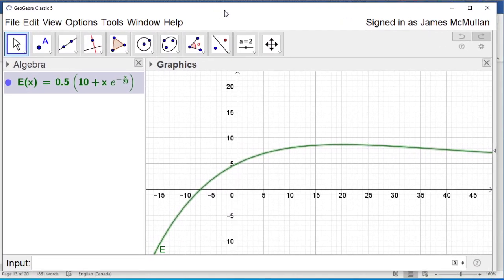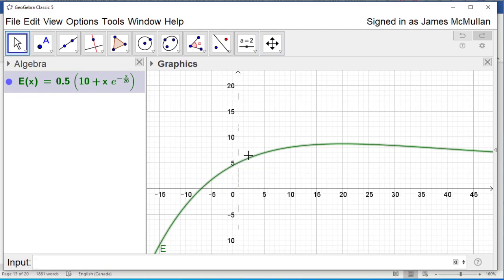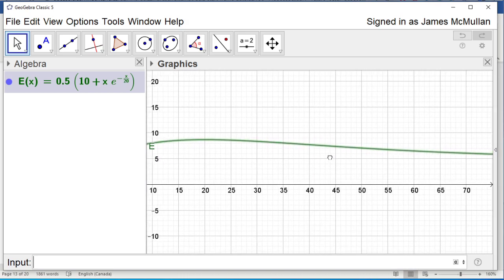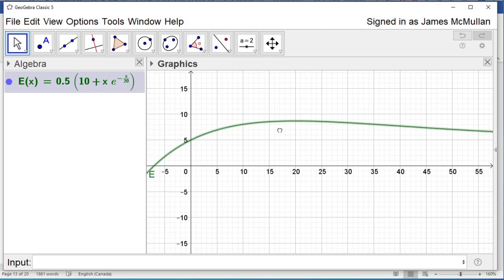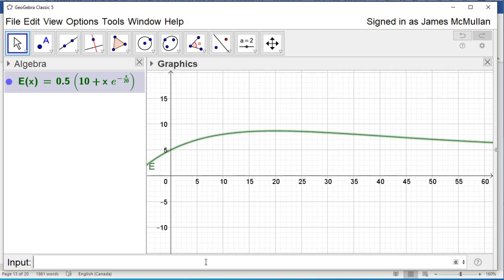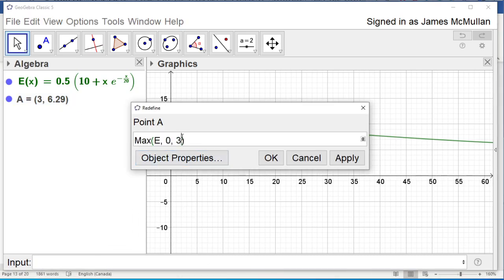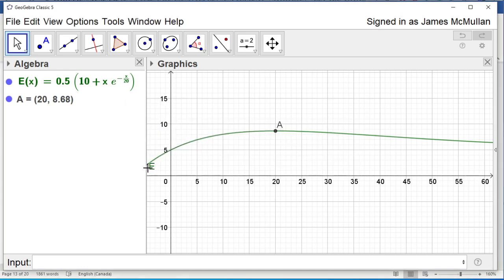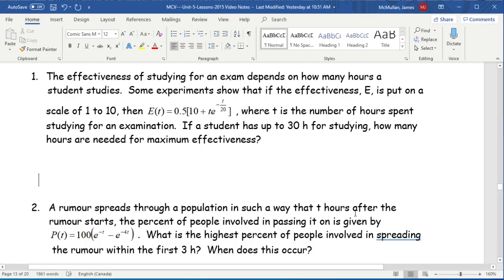Okay, and you can see that it rises, reaches a kind of peak, and then starts to fall as you're losing sleep, or you're doing too much cramming, or whatever it is. So we can just use GeoGebra to get the maximum. What's the maximum of E between 0 and 30 hours? Okay, and you can see we're looking for an answer like 20, and the effectiveness is like 8.7 out of 10.